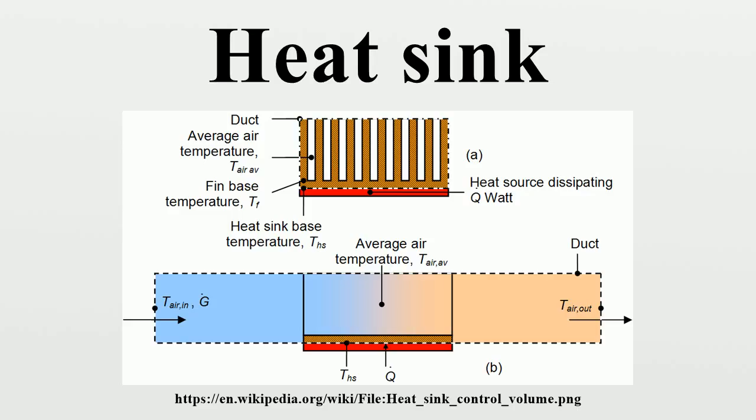To decrease the spreading resistance in the base of a heat sink, increase the base thickness. Choose a different material with better thermal conductivity. Use a vapor chamber or heat pipe in the heat sink base.